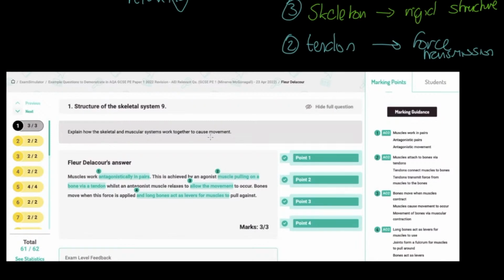Explain how skeletal and muscular systems work together to cause movement. They work in pairs. There's my first mark, antagonistic pairs. This is achieved by a muscle pulling on a bone via a tendon. Notice my force transmission. This allows the movement to occur, and then bones act as levers. So levers is a really nice phrase for us to get into our answers. And what do I pick up for that? I pick up 3 marks.